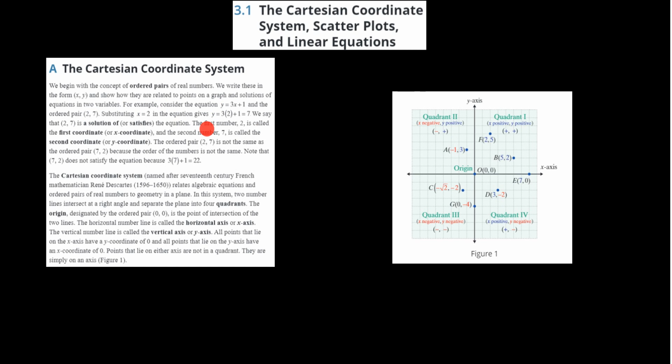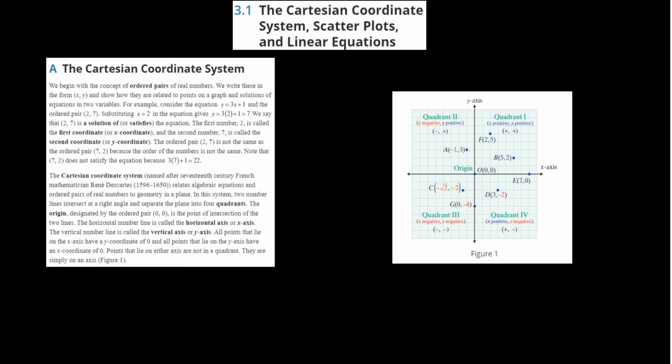So the first number we're going to call the first coordinate, or the x coordinate, and the second number 7 is going to be called the second coordinate, or the y coordinate. The ordered pair 2, 7 is not the same as the ordered pair 7, 2 because the order of numbers is not the same. Also, 7, 2 does not satisfy the equation because if I plug a 7 in for x, 3 times 7 is 21 plus 1 is 22, and that is not equal to 2.